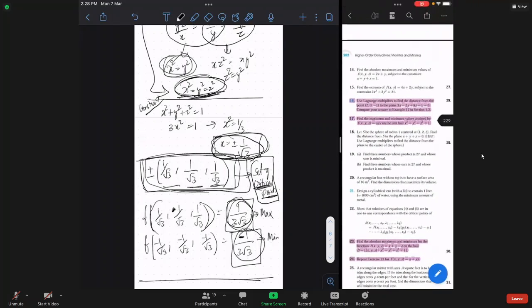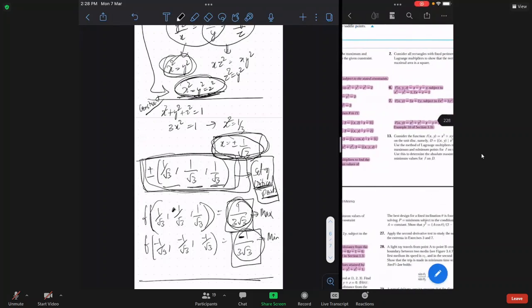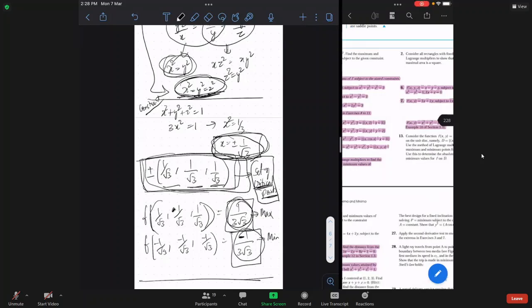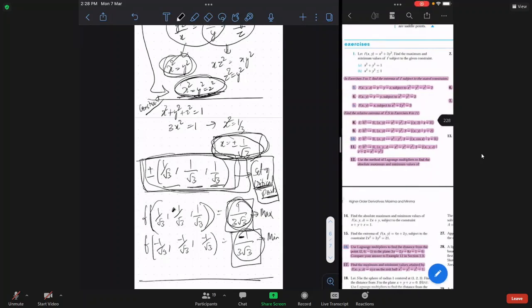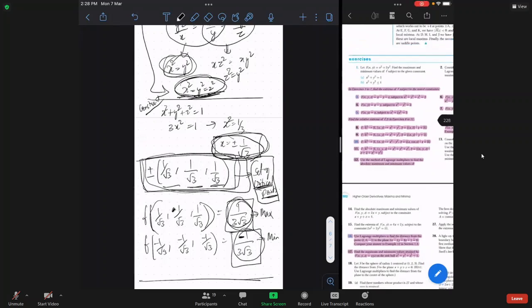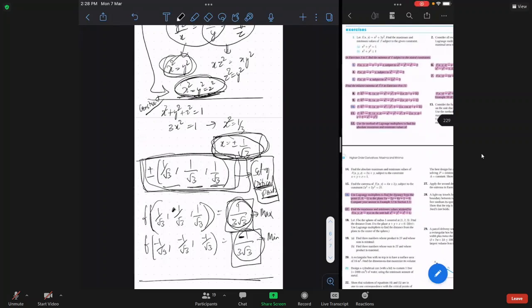Okay, that's 16, 17, 23, 24. Yeah, all of the questions in this section are pretty similar, except they are just changing the values here and there. But if you do 2 or 3 problems, you should get the hang of this.